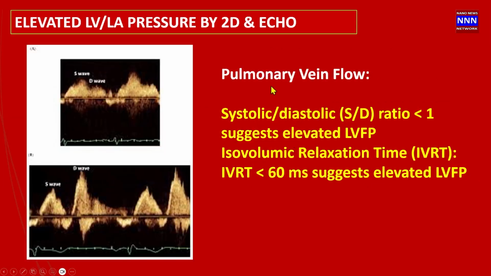Then we have the pulmonary vein flow. The pulmonary vein has similar waves. We have the systolic wave and we have the diastolic wave. Generally, the systolic wave is bigger than the diastolic wave, as you can see here. But in patients with elevated left atrial pressure, the diastolic wave will be bigger than the S wave. And if this ratio is less than 1, it is suggestive of elevated left ventricular filling pressure. Similarly, if the IVRT, that is isovolumic relaxation time, is less than 60 milliseconds, it also suggests elevated left ventricular filling pressure.